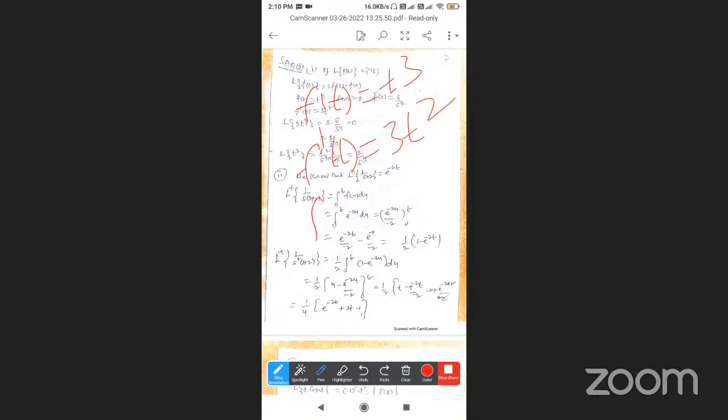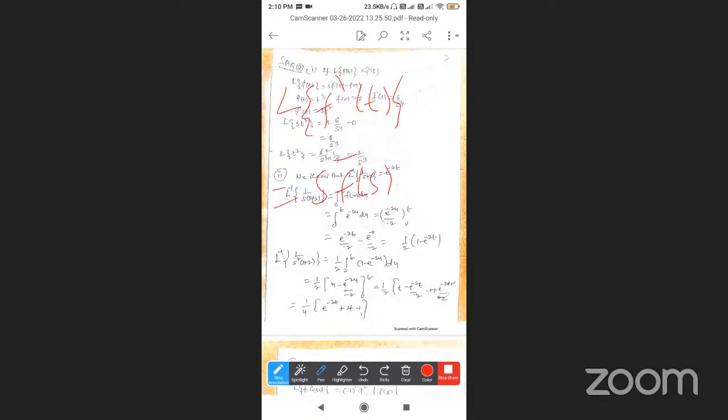Laplace transform, f of t is equal to t cube, so f of 0 is equal to 0 cube, which is 0. Now what is the Laplace transform of f dash of t? The formula is s into f bar of s minus f of 0.